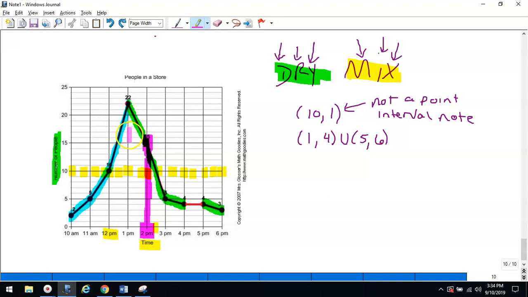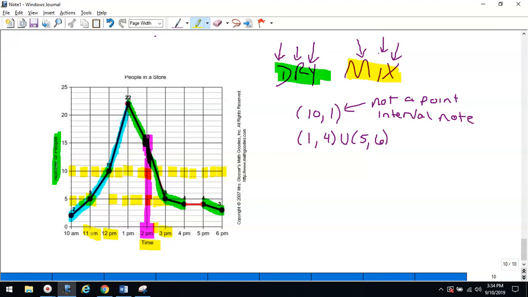After that, at what time are there 5 people in the store? You're going to have 2 answers for that. I'm going to make that yellow because that's kind of the same answer. Here, at 11 a.m. there's going to be 5 people in the store. And at 3 p.m. there's also going to be 5 people in the store. Okay.